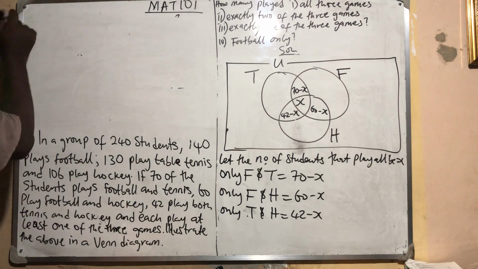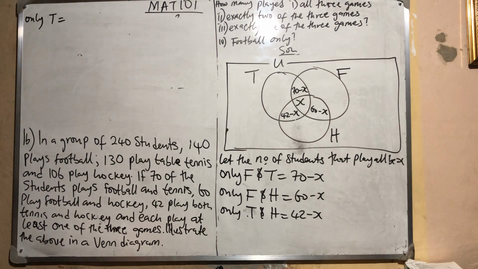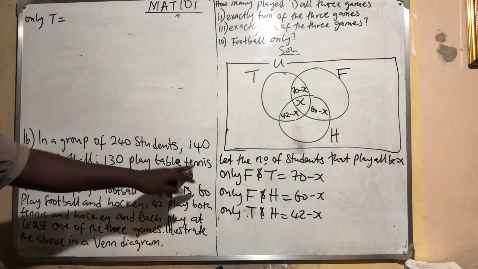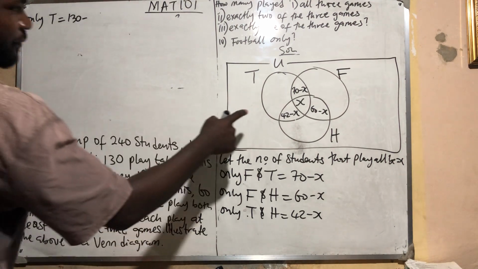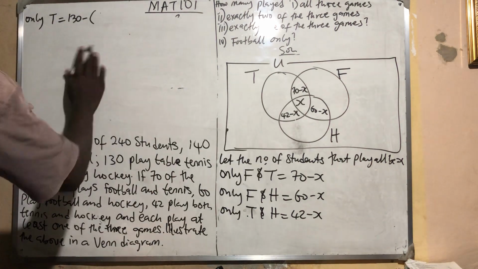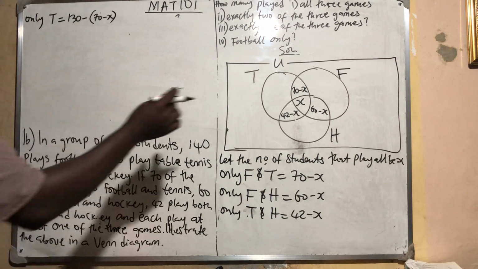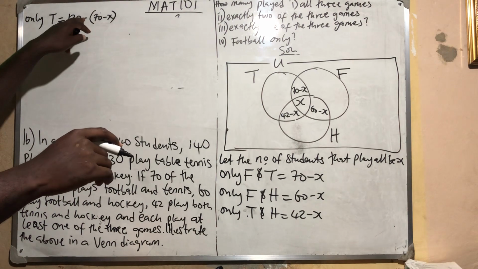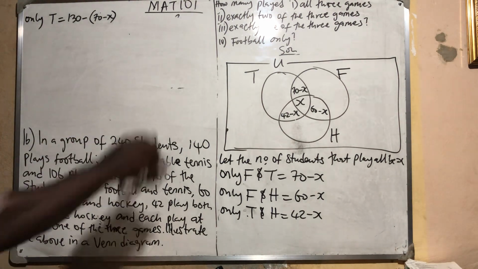So let us get only tennis. Only tennis will now be what? Where is tennis? Okay, 130 play tennis. So only tennis will now be 130 minus the first person that entered inside of tennis. Let me pick this one. Arrangement does not matter. So let me say 70 minus x. Please, anyone that is double like this, you must put them in bracket because you are still going to use minus to clear the bracket. If not, you will fail it. Please, always put it in bracket.